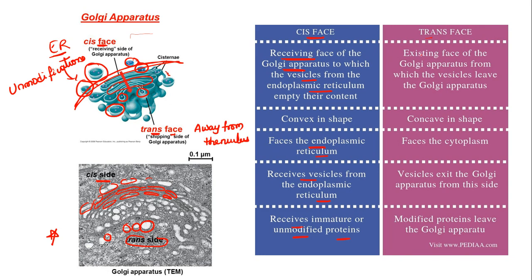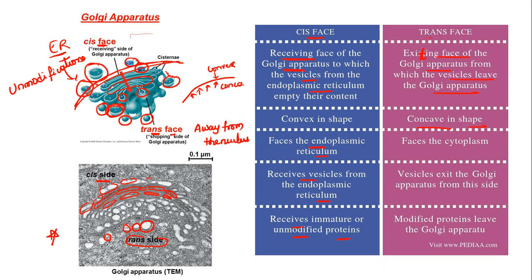The trans phase is the exiting phase, not existing phase. It is the exiting phase, the phase which is leaving the Golgi. Here the vesicles leave the Golgi apparatus. You can see here the vesicle is coming out of the Golgi complex. The vesicle is leaving. It is usually concave in shape. You can see that when this is convex, the inner surface we call concave. This is convex.